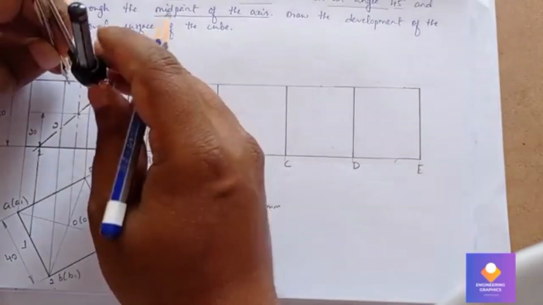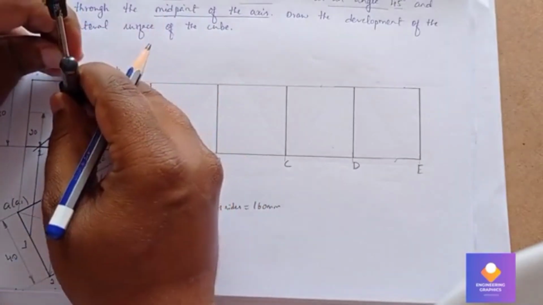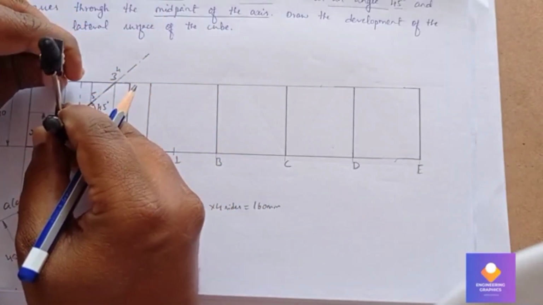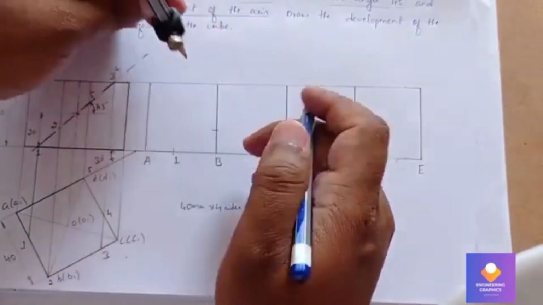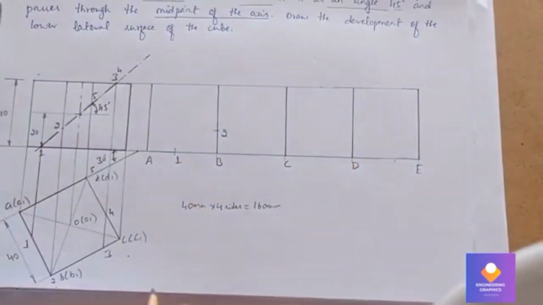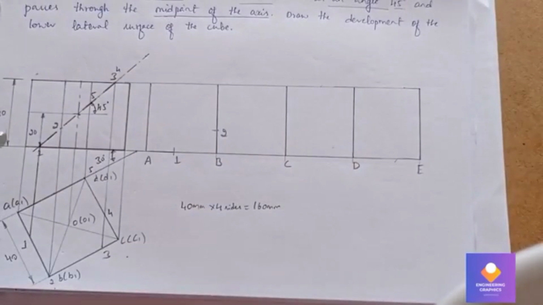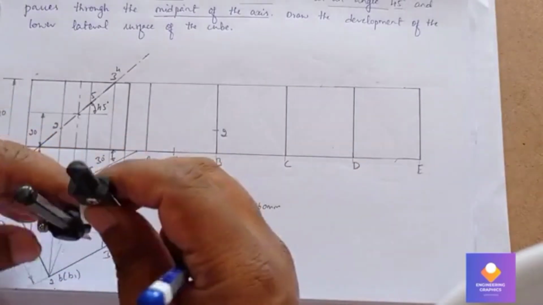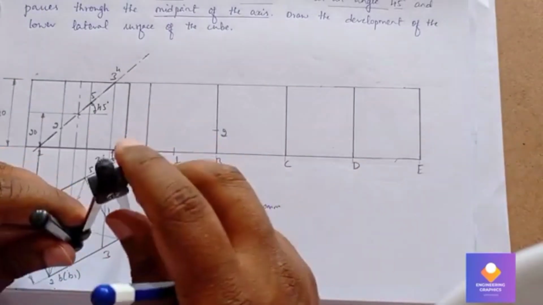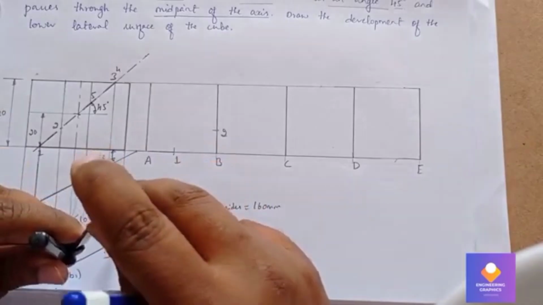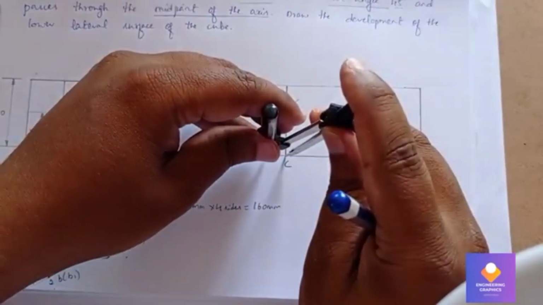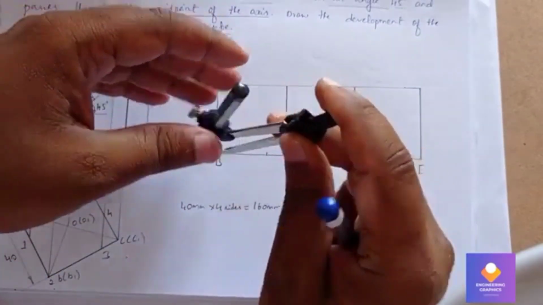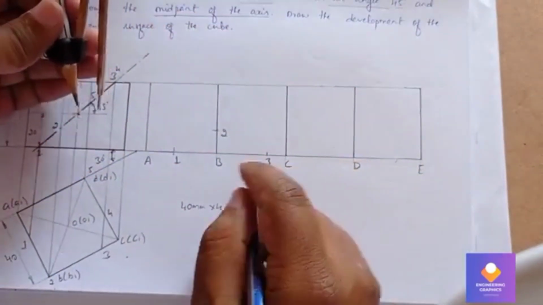Point 2 we can measure from the front view itself. So 1 to 2, exactly on the B. Then point 3 we need to mention at C. So from C to 3 we need to measure. C to 3 you can measure that. So this is point 3.